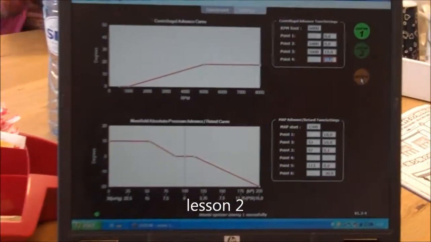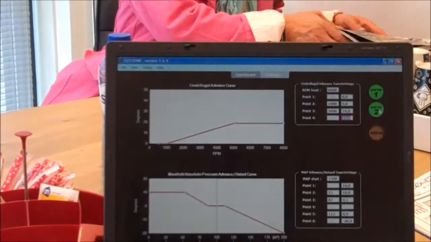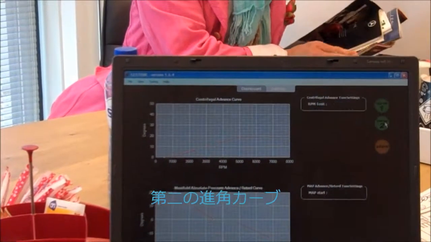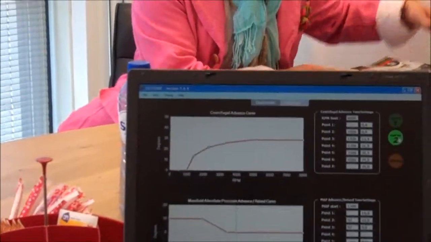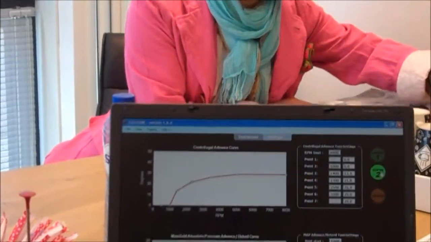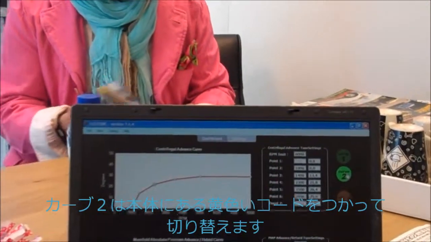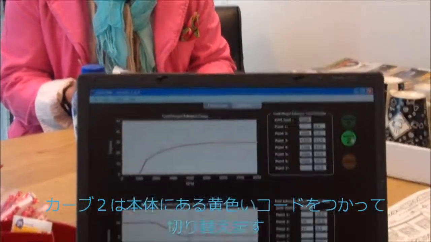Let's say I'm driving on two different fuels. For this, I have the possibility to have another advanced curve, curve number two, and that is the one you can switch with a yellow wire. Curve number one, curve number two. This, for instance, is for driving on gas, LPG.